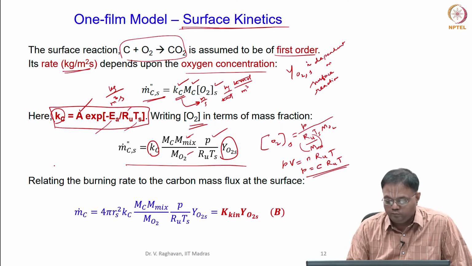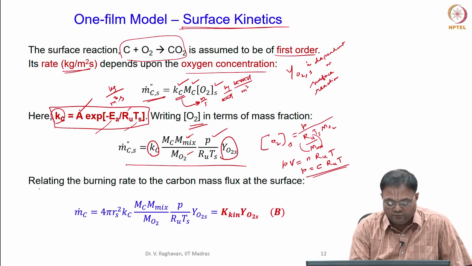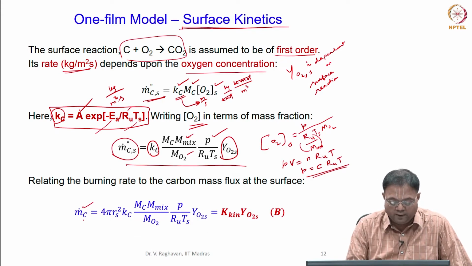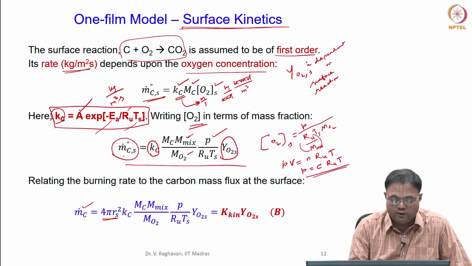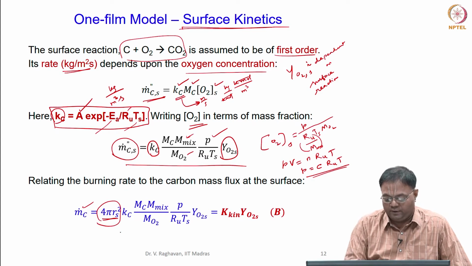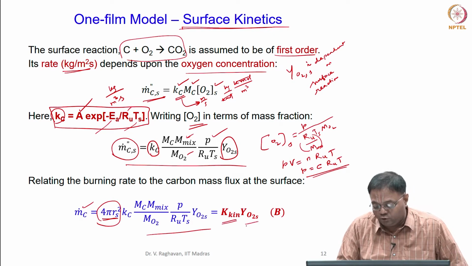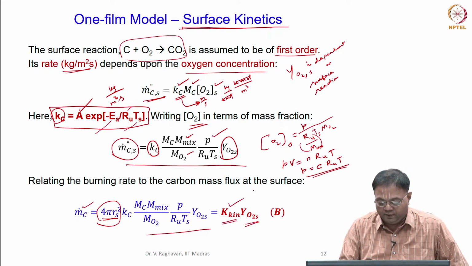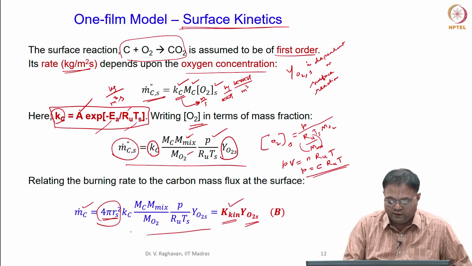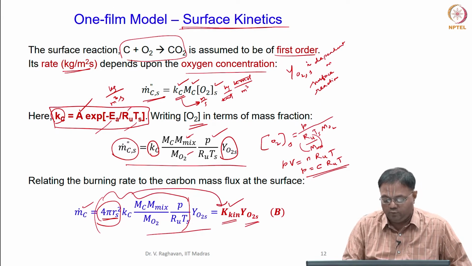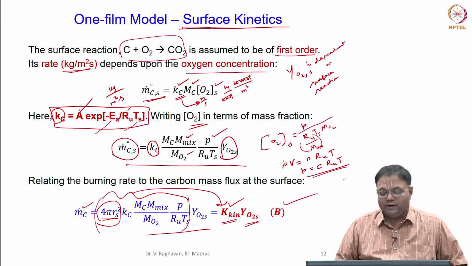Okay. Now, this is known. Now, I try to write this mdot C, the mass burning rate of the carbon, as equal to 4 pi r square into mdot C s double dash. So, 4 pi r square into this term I multiply, I get this. Now, I call this K kinetics into YO2S, some kinetic parameter into YO2S. This kinetic parameter is nothing but this. Okay, this is the kinetic parameter I am talking about, and YO2S. So, let us take this as equation B.